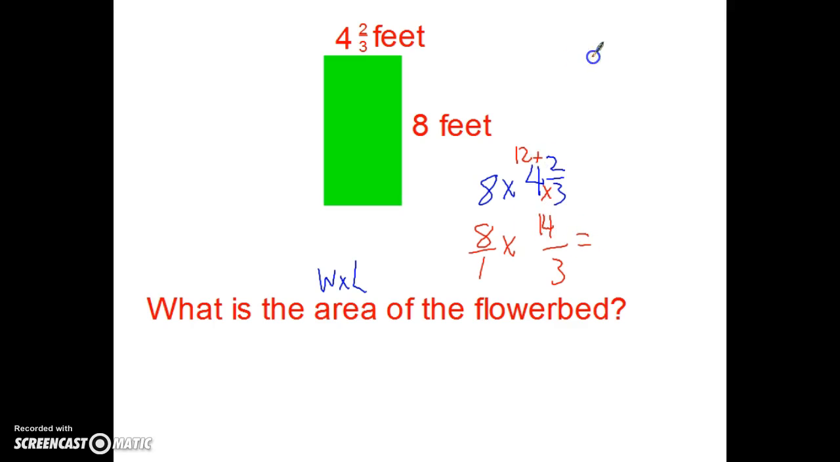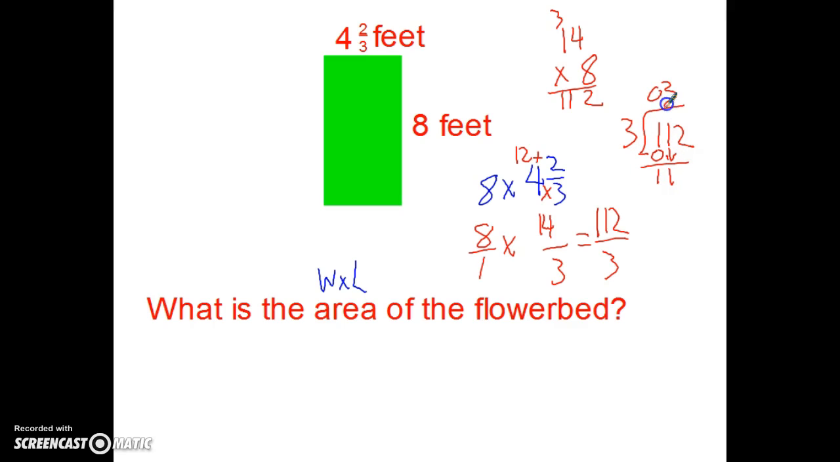Multiplied, top times top, so I got 8 times 14, 32, carry my 3, 112, over 1 times 3 is 3. Change it back to a mixed number. There are no 3s in 1. 3s in 11 would be 3. 3 times 3 is 9. I get a 2, bring down my other 2. 3s in 22 is 7, which is 21. So it equals 37 and 1/3 square feet.